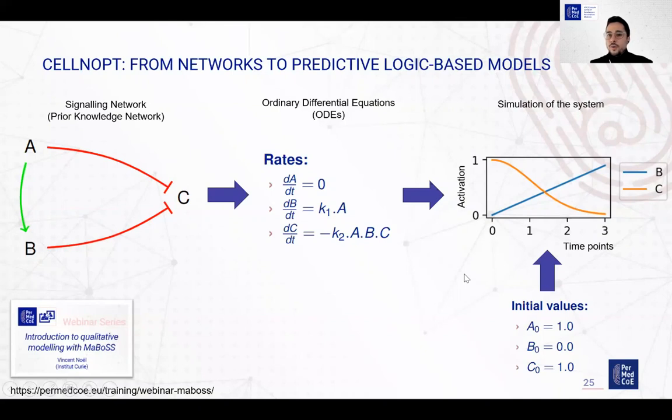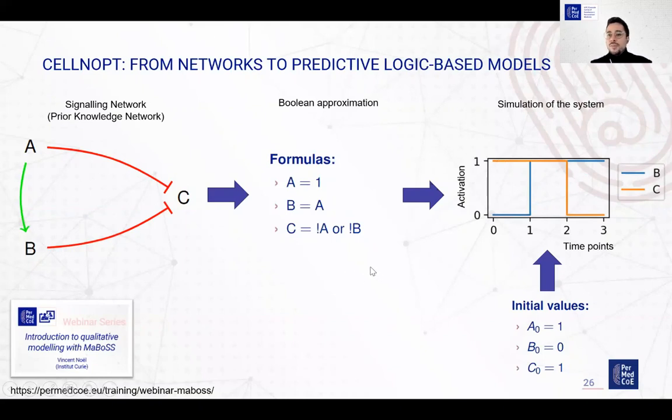But this is not the only way in which we can encode this kind of knowledge. As you can see, we can have parameters for the ordinary differential equations that are unknown, and we could learn them from experimental data, but we can still simplify the system. Maybe we don't care about having a continuous system over time, and we can discretize it over discrete time steps. We want a more simplified version of this model, using a Boolean system, where one means a species is active and zero means it's inactive. And we can encode this with Boolean rules.